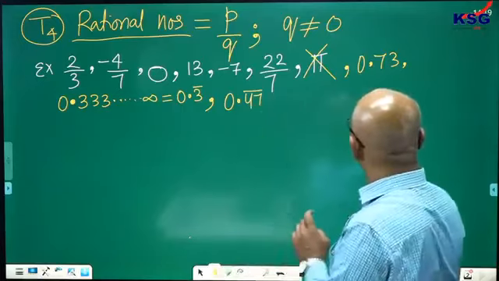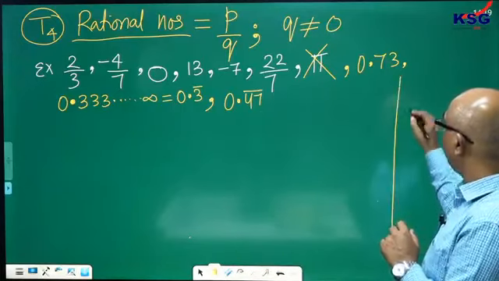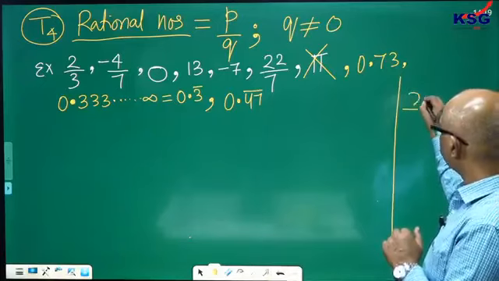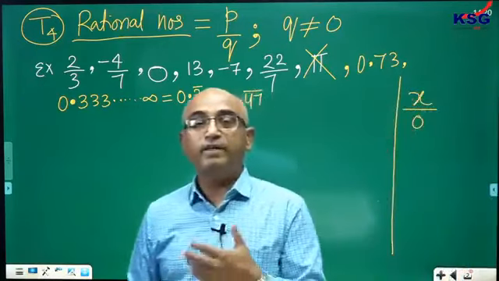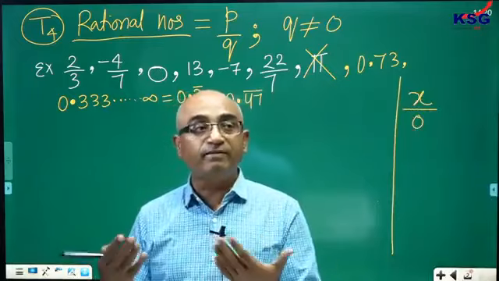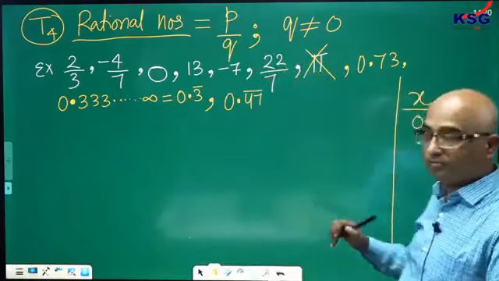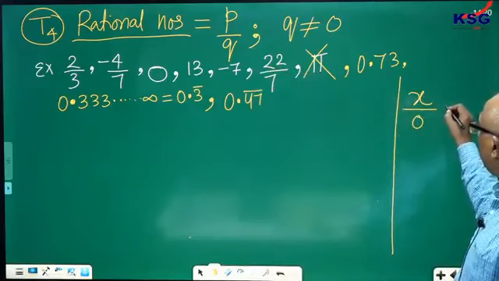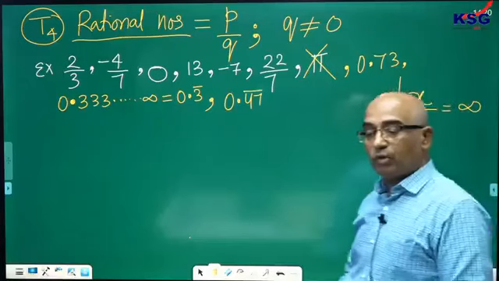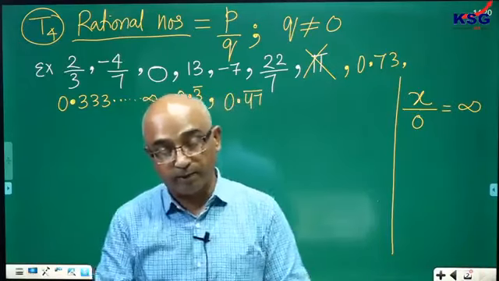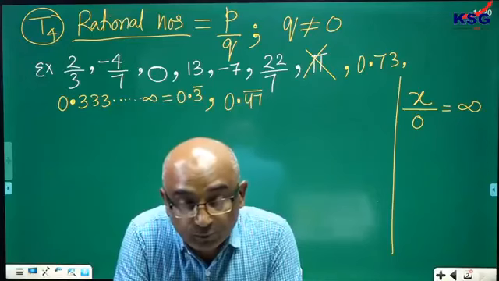Before starting this, one of the queries from your side is: what does division by 0 mean? See here, any number divided by 0 is not defined in maths. Division by 0 is not possible. That's why q cannot be 0. X by 0 is not defined, written as infinity. So the denominator cannot be equal to 0.